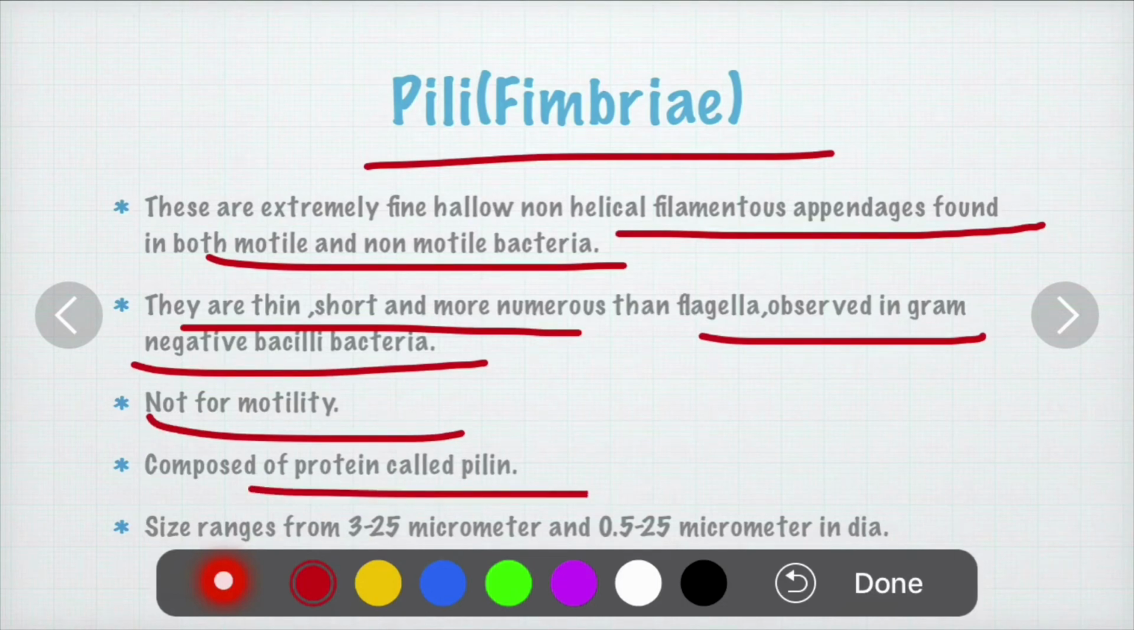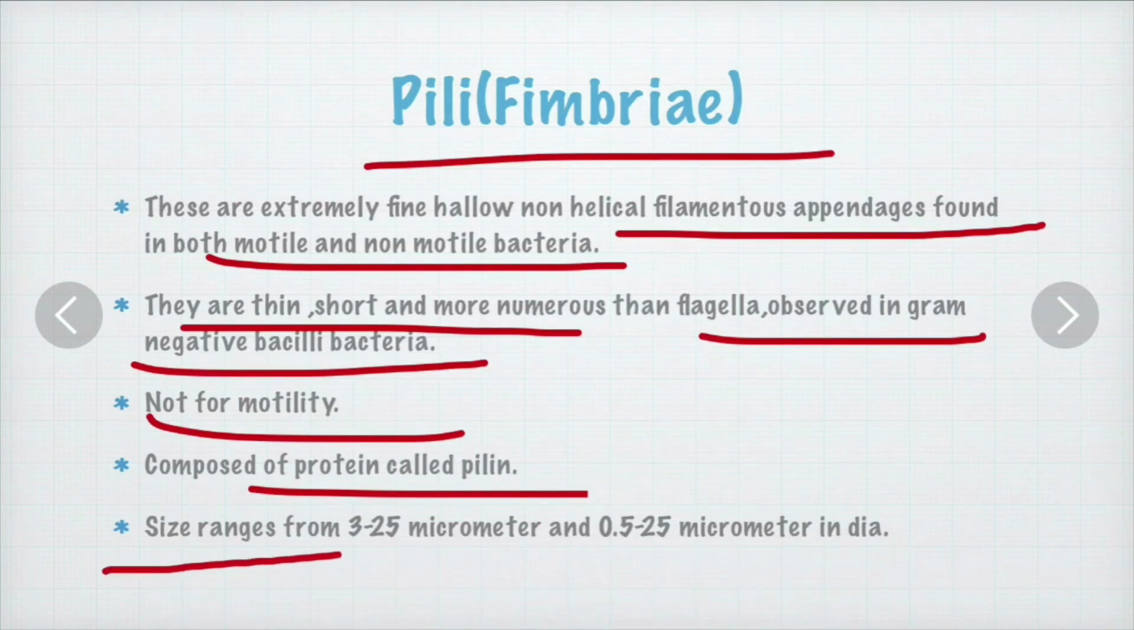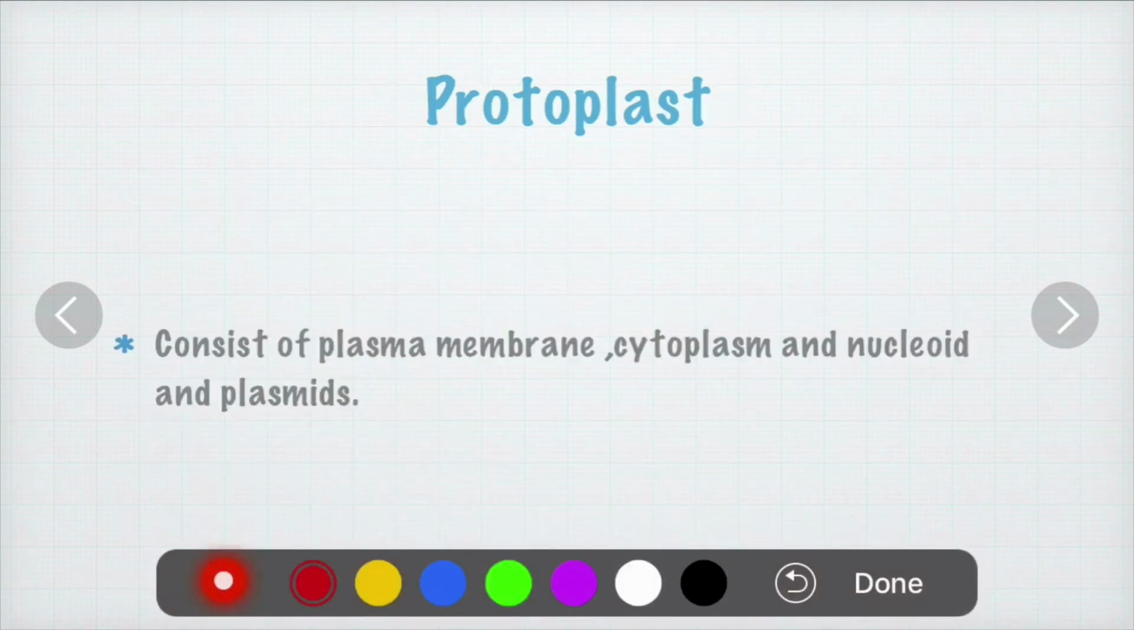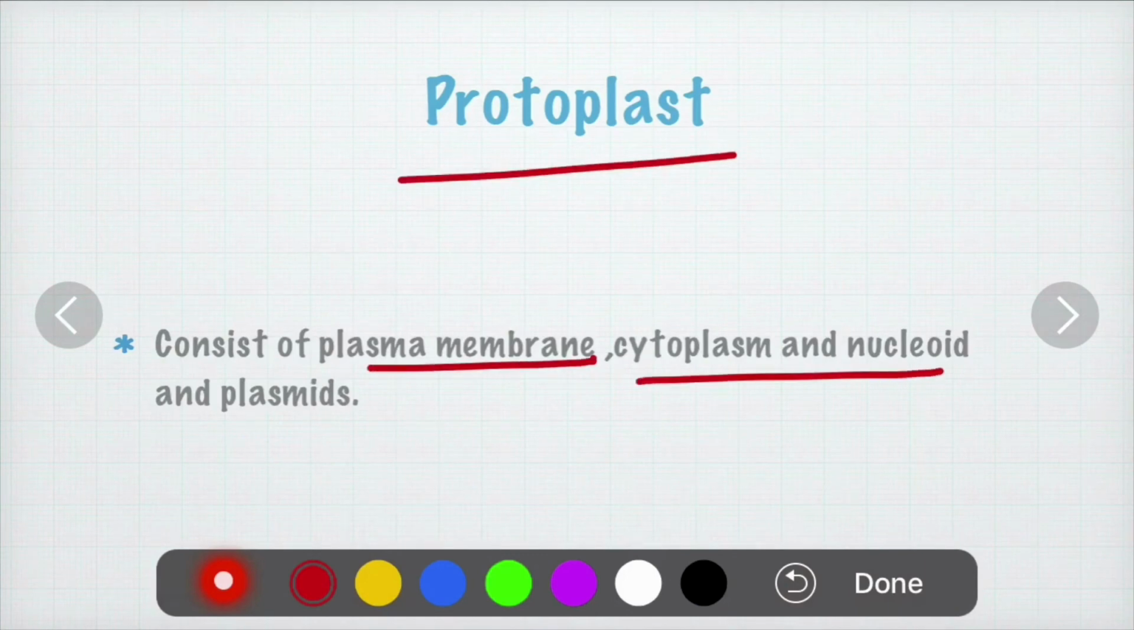It is composed of a protein called pilin. That's why it is called pili. The size ranges from 3 to 25 micrometers in length and 0.5 to 25 micrometers in diameter. Next is the protoplast. It consists of a plasma membrane, cytoplasm, nucleoid and a plasmid.